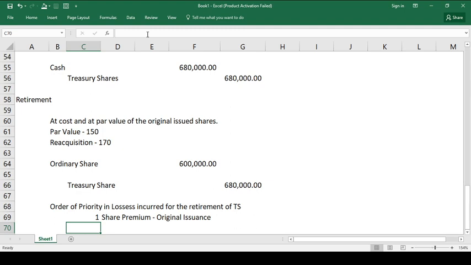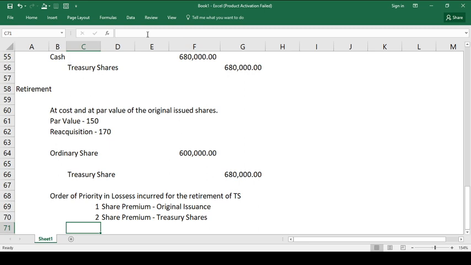Sir, what if the share premium of the original issuance wala? Ibig sabihin, nung I originally issued that shares, wala pong share premium related to that share that I issued. Sino po ba ang mag-absorb? The second priority will be a share premium pa rin. Okay? Share premium pa rin, pero share premium of the treasury shares. Again, unang mag-absorb the losses, the share premium of original issuance. Kung wala pong share premium of original issuance, sunod pong mag-absorb is the share premium of treasury shares.